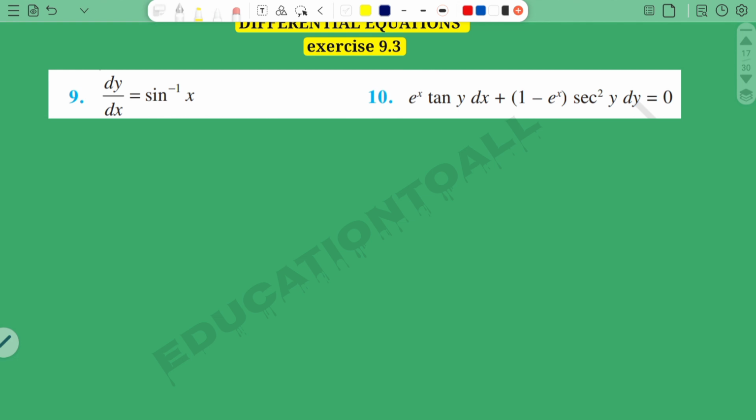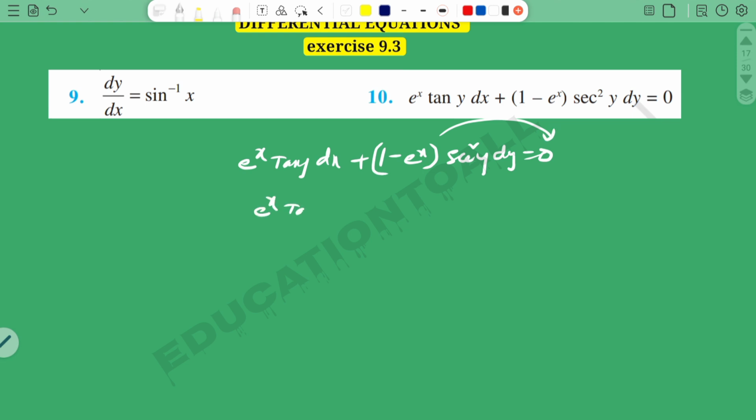Now observe question number 10. Given as e^x tan y dx plus (1 − e^x) sec² y dy, which is equal to 0. This question can be done by using the variable separable method. So send the variables to opposite sides. e^x tan y dx is equal to minus of (1 − e^x) sec² y dy.